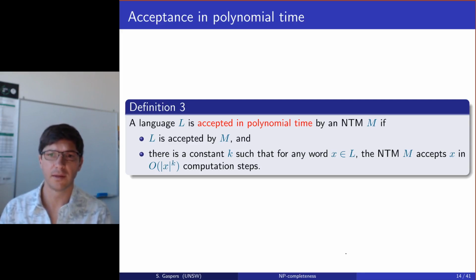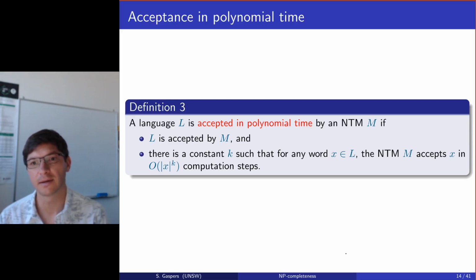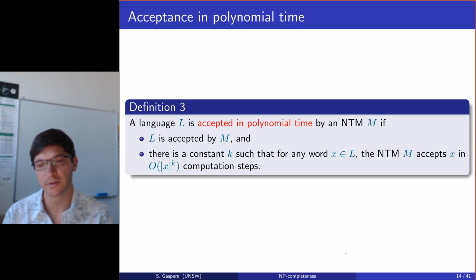Okay, so we'll say that a language L is accepted in polynomial time by a non-deterministic Turing machine M if, first of all, L is accepted by M. So M accepts each word in L, and there's a constant k such that for any word x in L, the non-deterministic Turing machine accepts this word in O(|x|^k) computation steps. And a computation step is exactly one of these transitions.